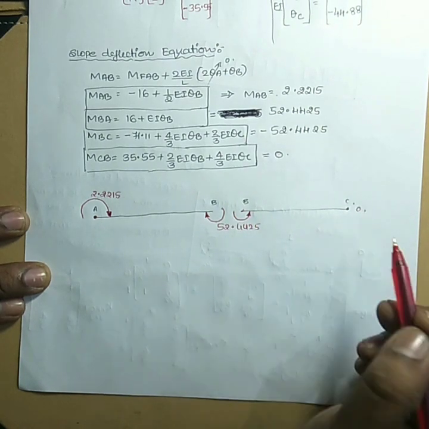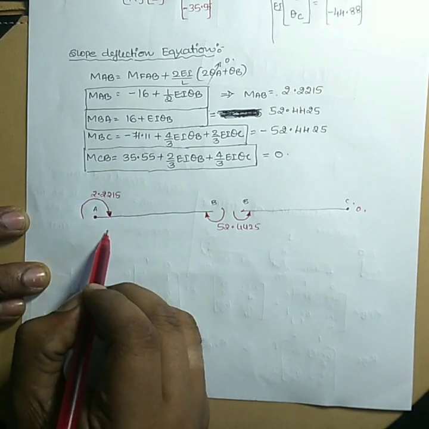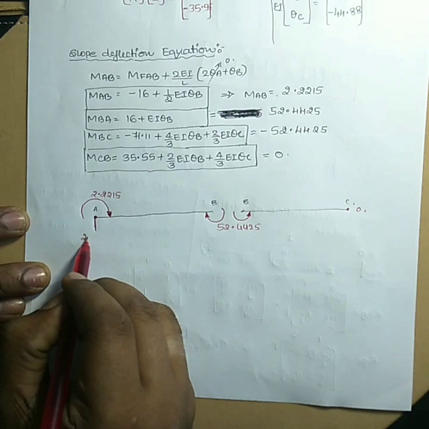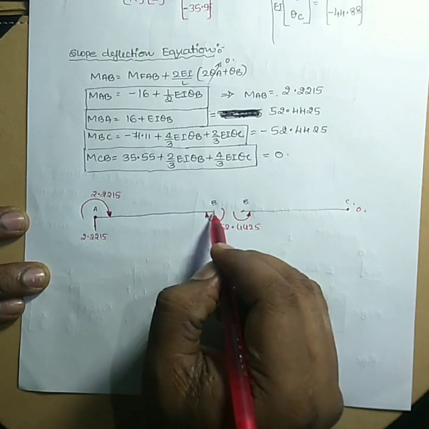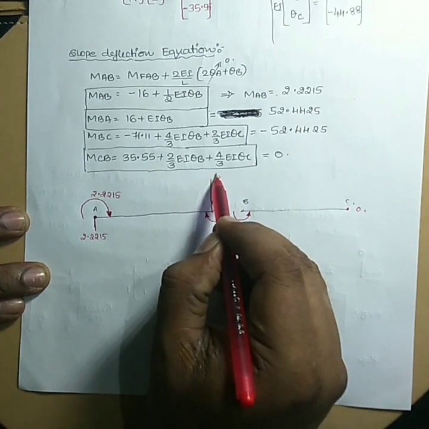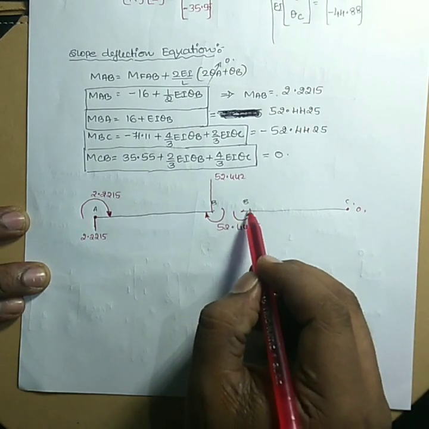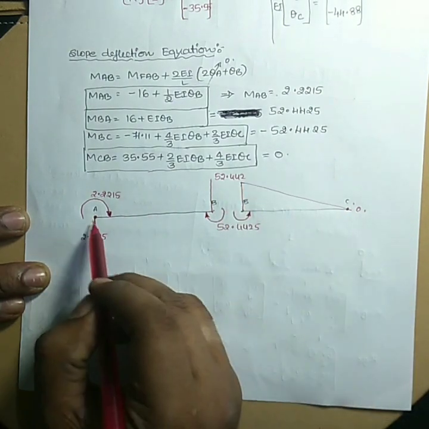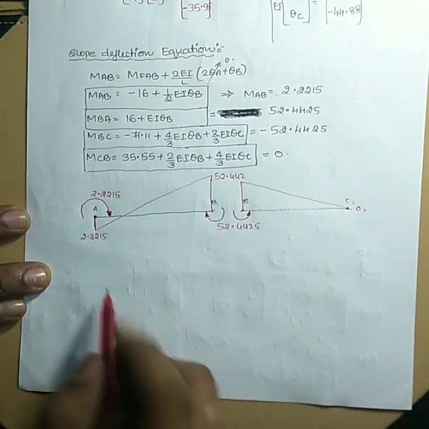So here you can see this arrow is pushing point A towards downside, so here you have to draw the line downside, and the value is 2.2215. At point B, this arrow is pushing point B towards upside, so you should draw the line towards upside, and the value is 52.442. Here also it is pushing the beam towards upside, so we'll draw the line upward. Here it is 0. Now we can join this.